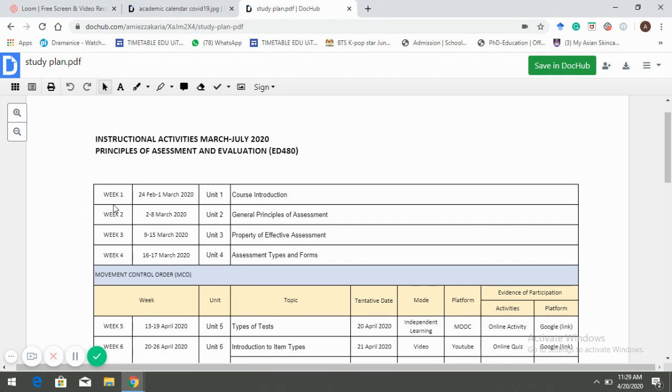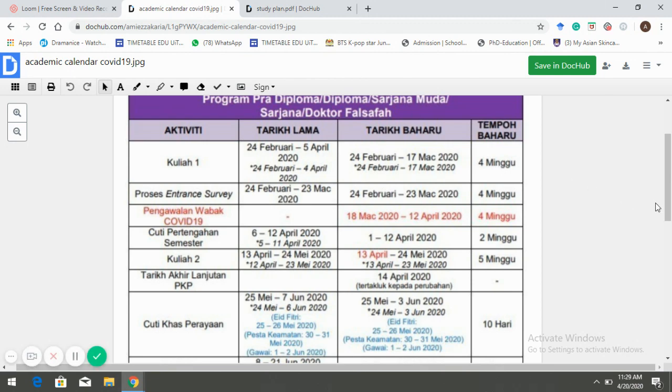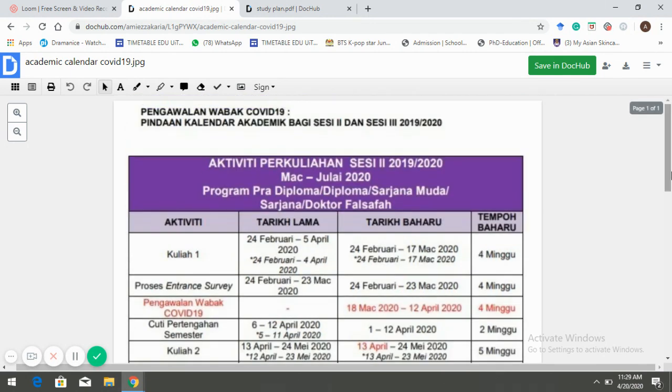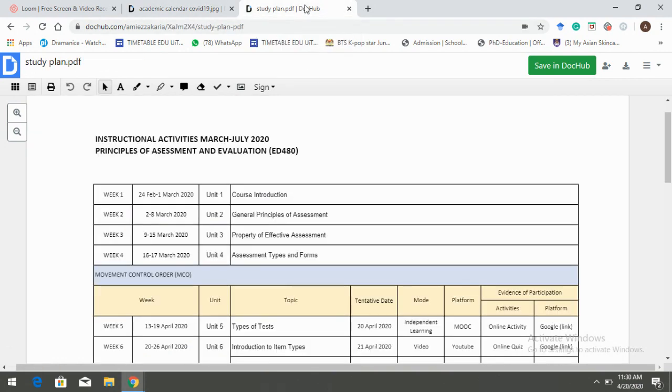It's divided by weeks and also duration for each week, as well as unit, topics, and the details. All right, so the weeks and the days here are in compliance with the academic calendar. This is the most recent one, the one which I've shared in the respective MOOC groups that we have. If we look at this calendar, basically Kuliah Satu is done and dusted. We have covered these 4 topics during the phase of Kuliah Satu.